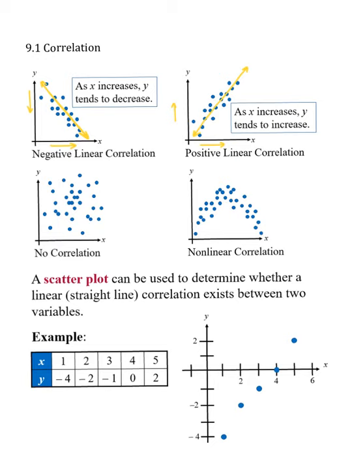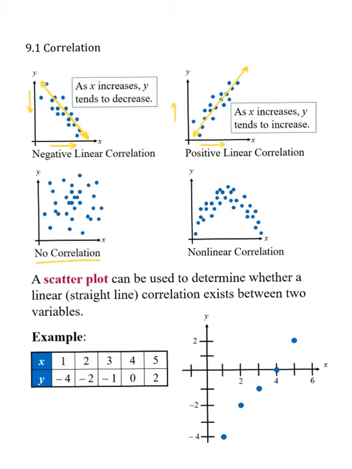No correlation pretty much is self-explanatory. You can't draw a line of best fit. There's nothing that would work. The data is just kind of scattered all over the place with no trend. It's not trending in any direction. It's not trending up. It's not trending down. It's not doing anything, okay?